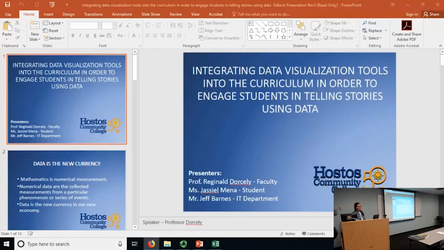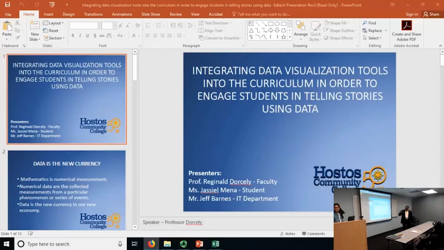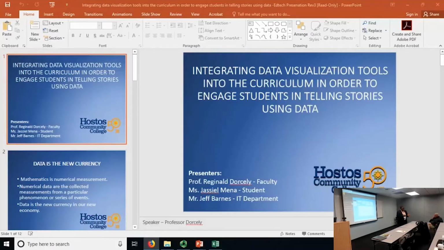Let me just add something. Sam, remember, we wanted to know the impact of factors such as age, major, education. The good thing, I didn't know about this tool until I met Mr. Barnes, and when she did that, I said, wow. The good thing is you're able to see many aspects of the data at once.